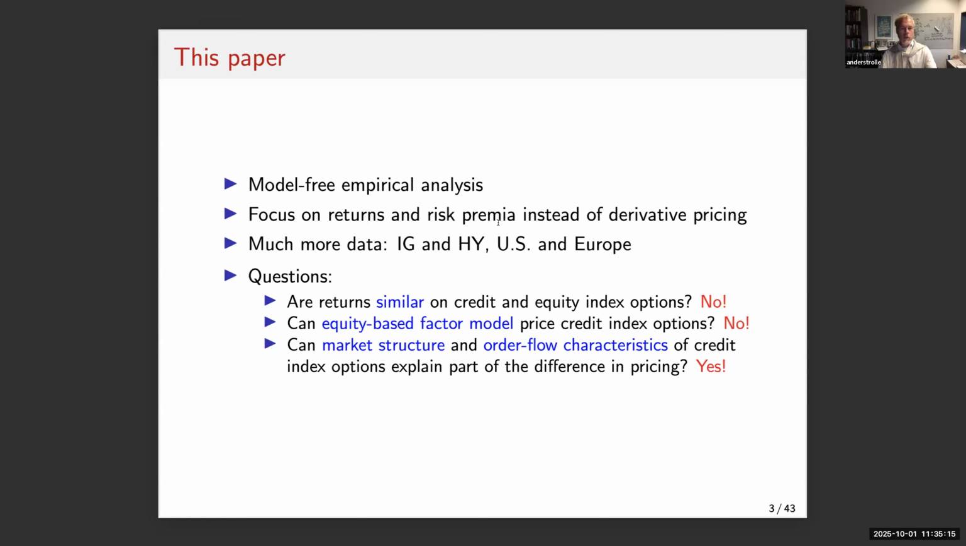Then we ask whether an equity-based factor model can price these credit index options, and we find that that is also not the case. In fact, there's a credit-specific factor that picks up most of the residual in the credit index options. And then finally, we ask whether the market structure and the order flow characteristics of these credit index options can explain part of this differential pricing of credit and equity options, and we find some evidence for that.